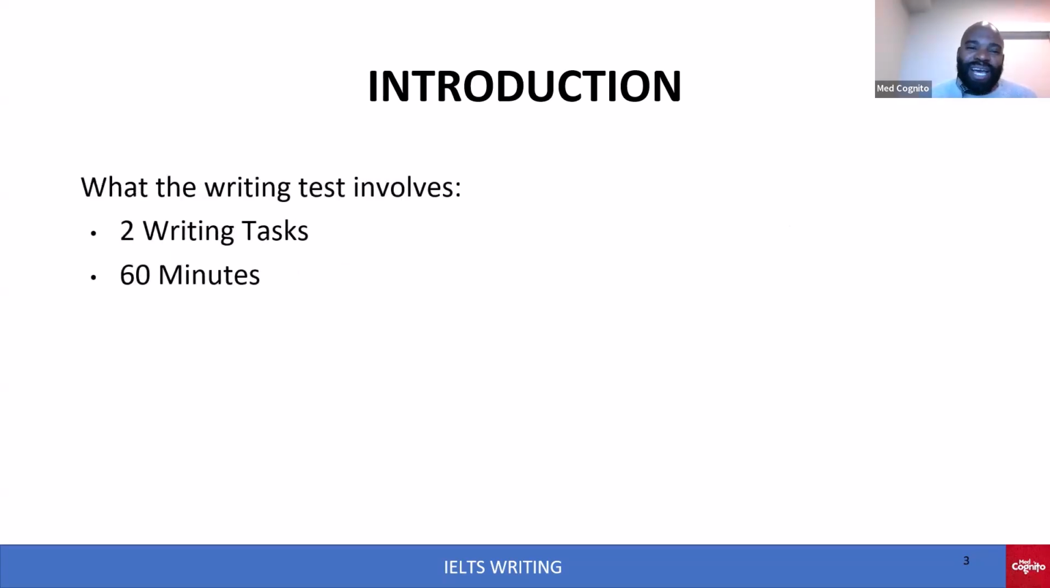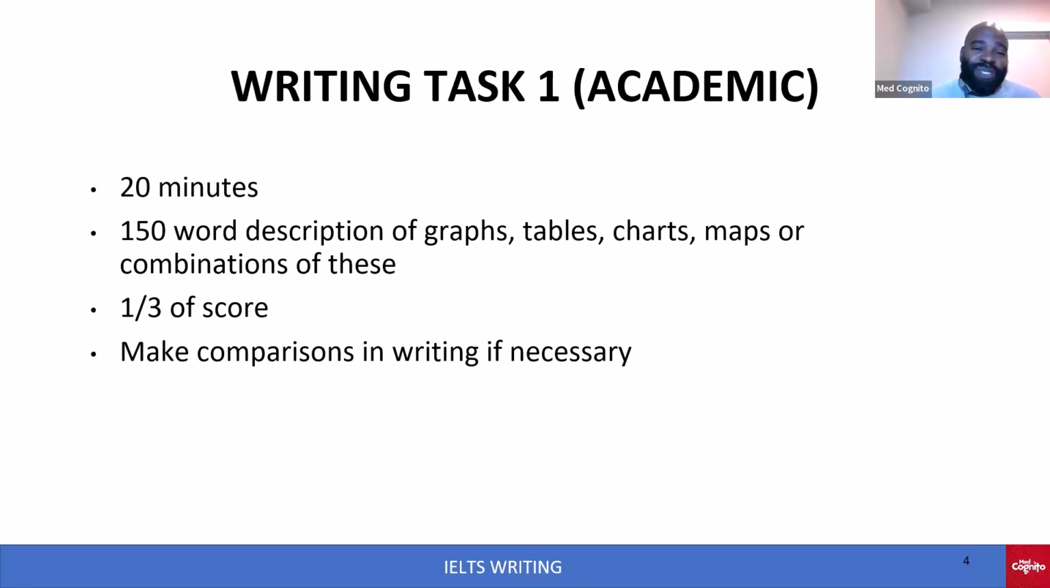What does the IELTS writing test involve? What is required of you in the IELTS writing test? You are given 2 writing tasks, and you will have a total of 60 minutes within which to write these tasks. For today's presentation, we'll focus on Task 1 as related to the academic IELTS test. At MedCognito, we do both academic and general training tests for IELTS, but for today's webinar, we will focus specifically on Task 1 as related to the academic writing test.